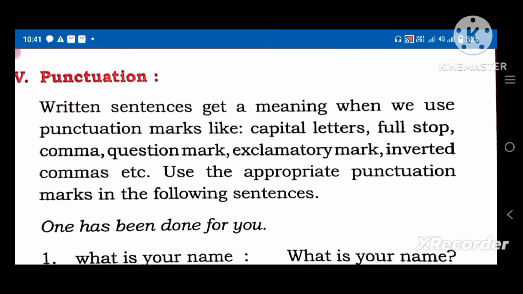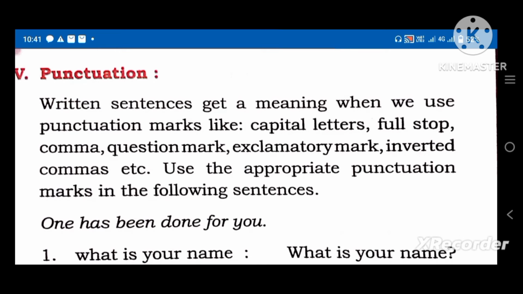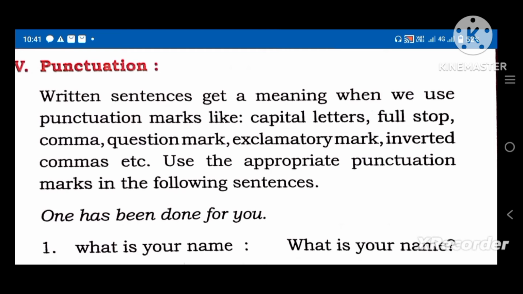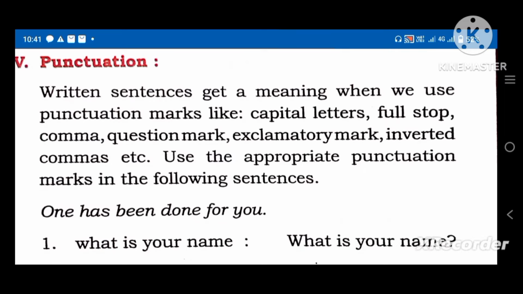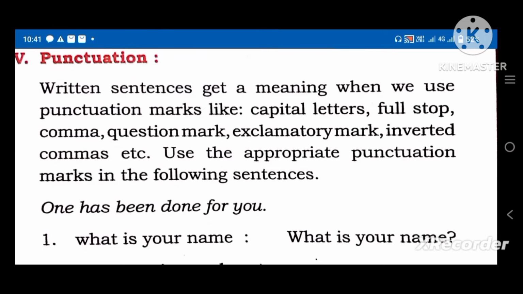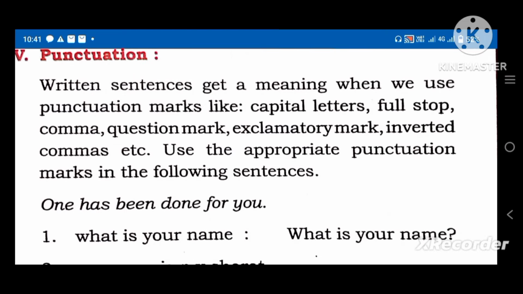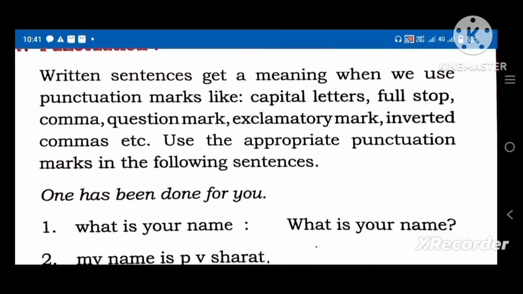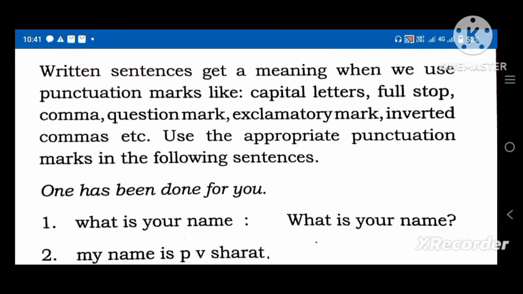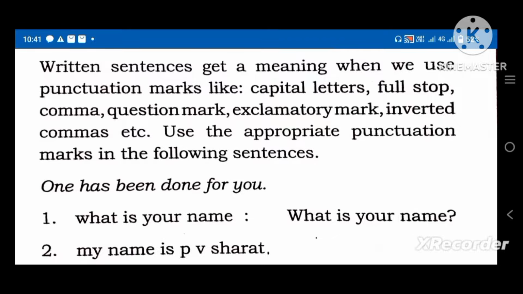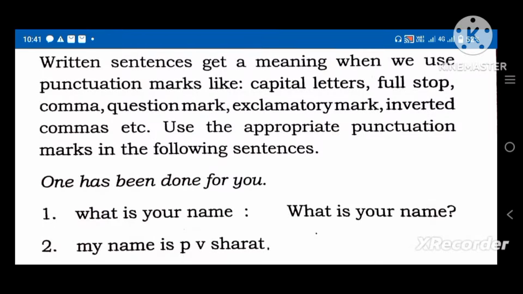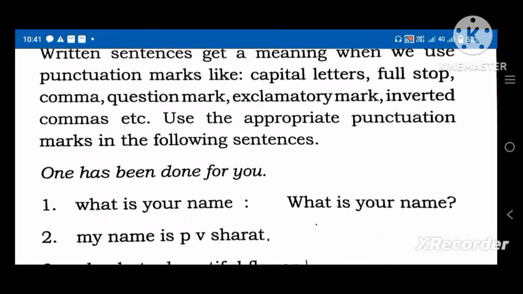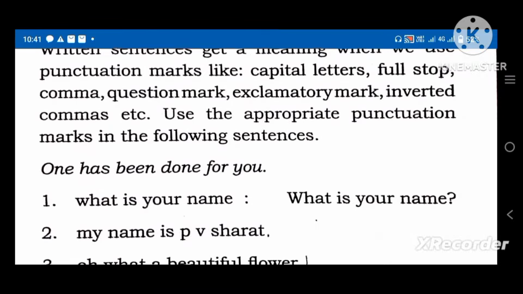Main 5, punctuation. Written sentences get a meaning when we use punctuation marks like capital letters, full stop, comma, question mark, exclamatory mark, inverted commas, etc. Use the appropriate punctuation marks in the following sentences. One has been done for you. What is your name? Question mark. We put what is your name?